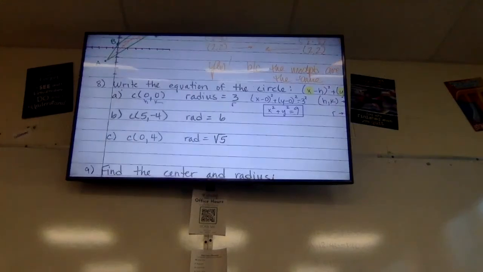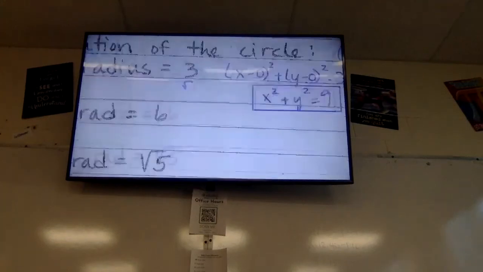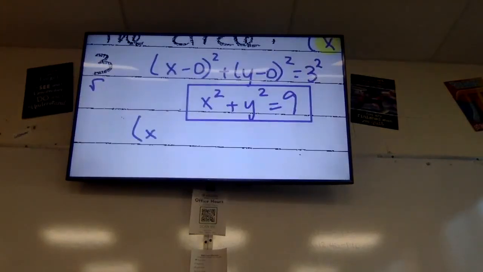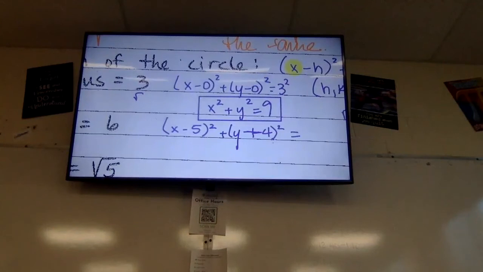Let's do the next one. Same thing. 5 is my h, negative 4 is my k. Okay, so I'm going to do x minus h, so (x minus 5) squared plus, and I'm going to do y minus k. Well, k is negative 4, so I'm going to do (y minus negative 4) squared. We know minus a negative is a positive, so you could go directly to a positive, that's okay. And then that equals 6 squared, which is 36.